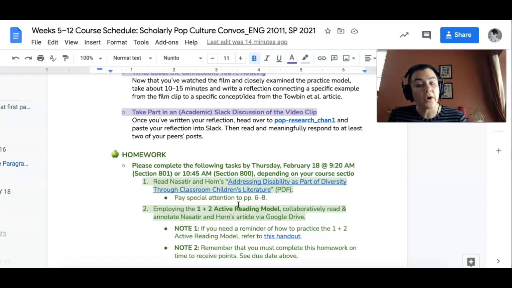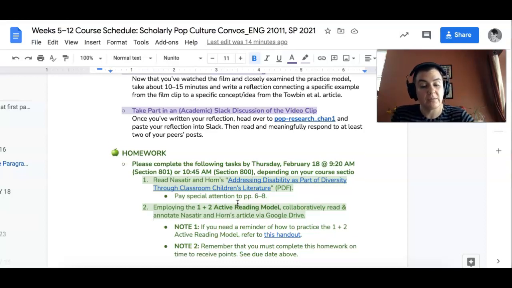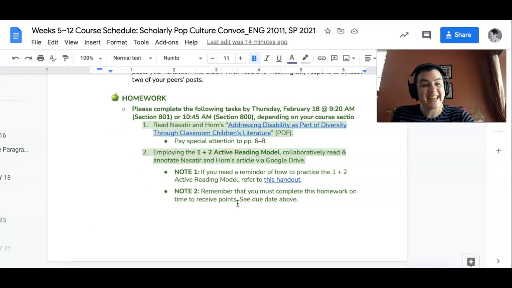So for homework, you're going to read Nassater and Horn's Addressing Disability as a Part of Diversity, and really pay attention to pages 6 and 8 in that piece. And then also, I want you to employ the active reading model, right? Which you already know how to do because you did it with the Tobin piece. And that is it, my friends.